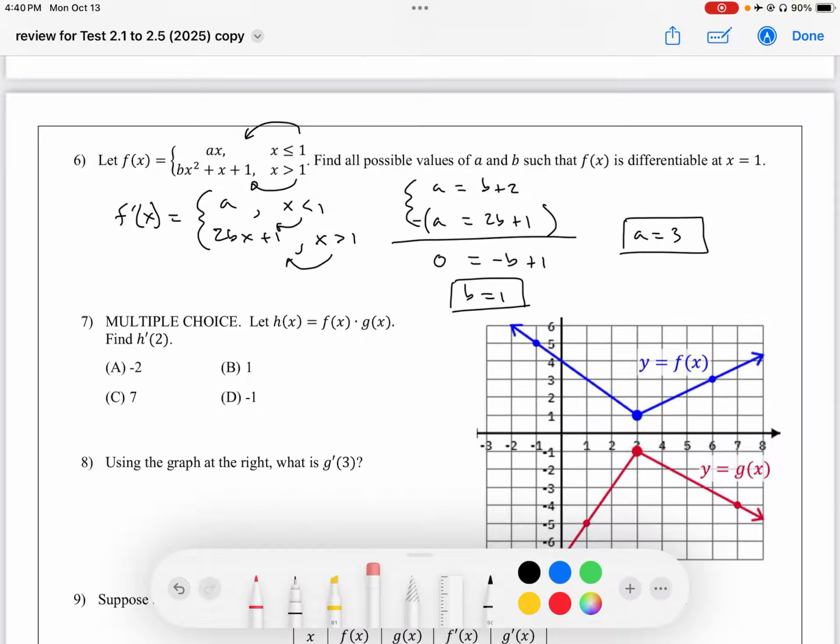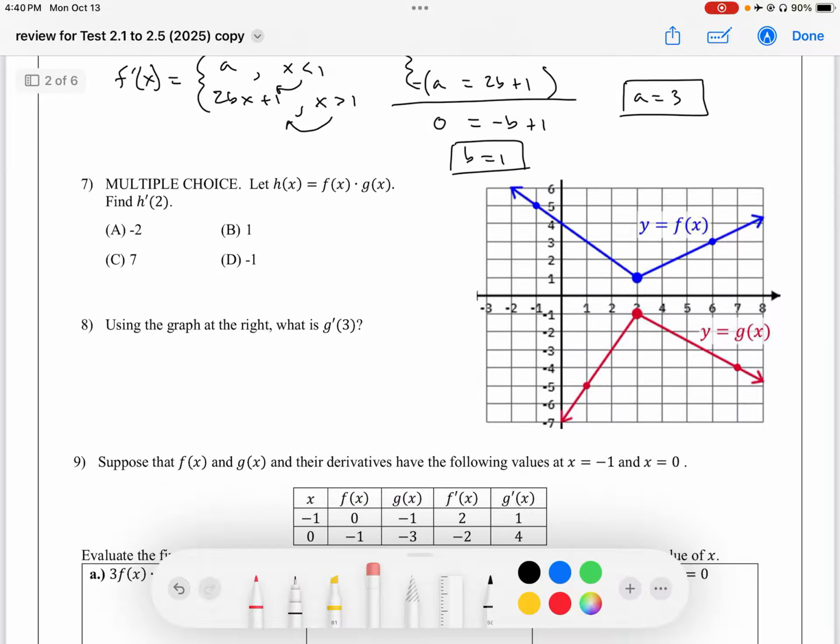Lovely. All right, let's look at 7. Let h equal f times g. Find h prime of 2. Oh man, this is just a classic product rule. Well, h prime of x is simply going to be f of x times g prime of x plus g of x times f prime of x. That's the product rule. Very obvious product rule right there.